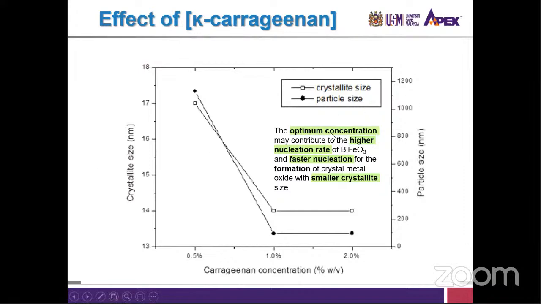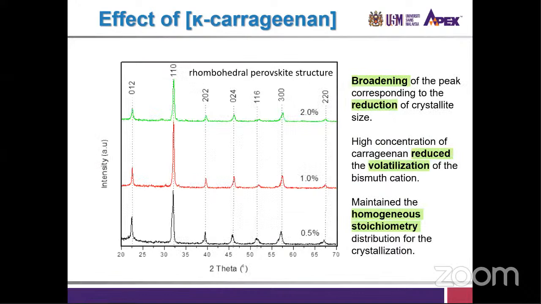To simplify it, the optimum concentration of the biopolymer used may contribute to higher nucleation rates and faster nucleation formation of the crystal metal oxide with smaller crystallite size. It also reflects in the XRD, where you can see the broadening of the peak. From here to here, you can see a broadening of the 110 peak, the main peak, that corresponds to the reduction of the crystallite size.